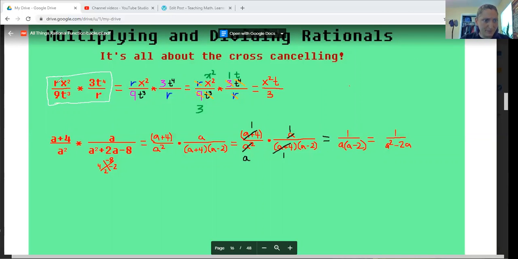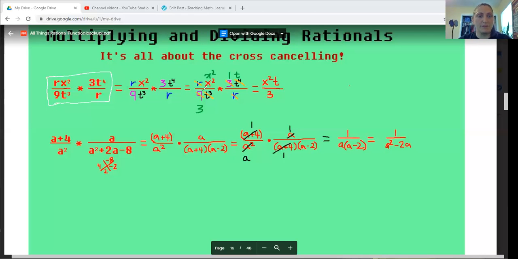So rx squared over 9t cubed times 3t to the fourth times r. I have color-coded, laboriously color-coded, each of these terms. So notice that r's are blue, our t's are black, x's are red. Anything that's a constant is purple. So this is the same expression, just color-coded.